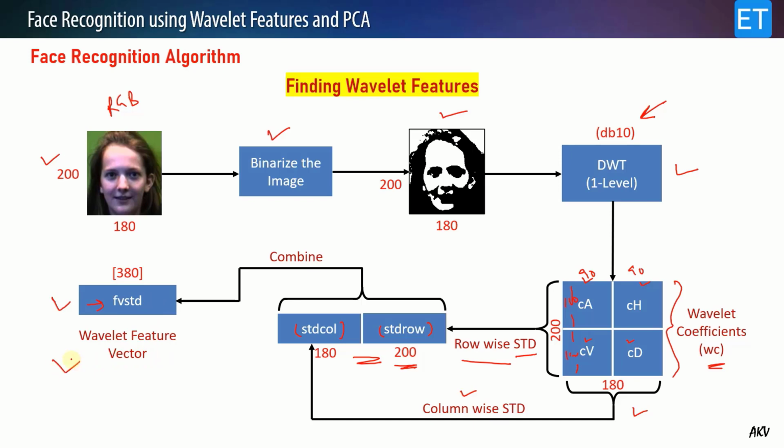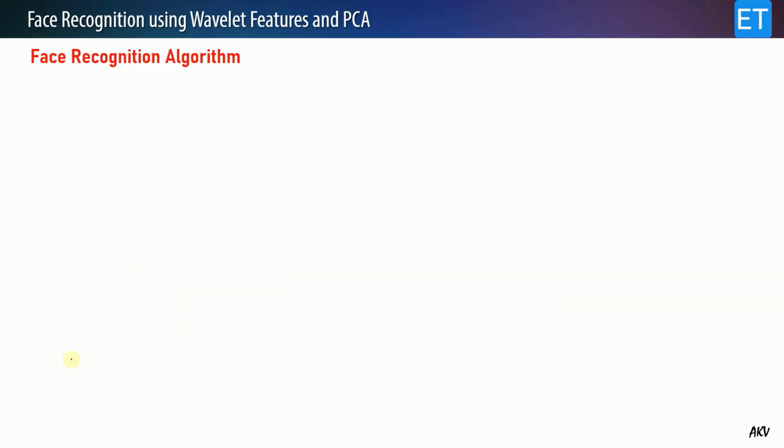Now you have to represent all the images in the training database, I mean the 800 images, as the corresponding wavelet features. The size of this wavelet feature vector is 380. Although it is not too big and can be utilized directly, to make the system faster, and if you want less memory requirement, this has to be reduced.